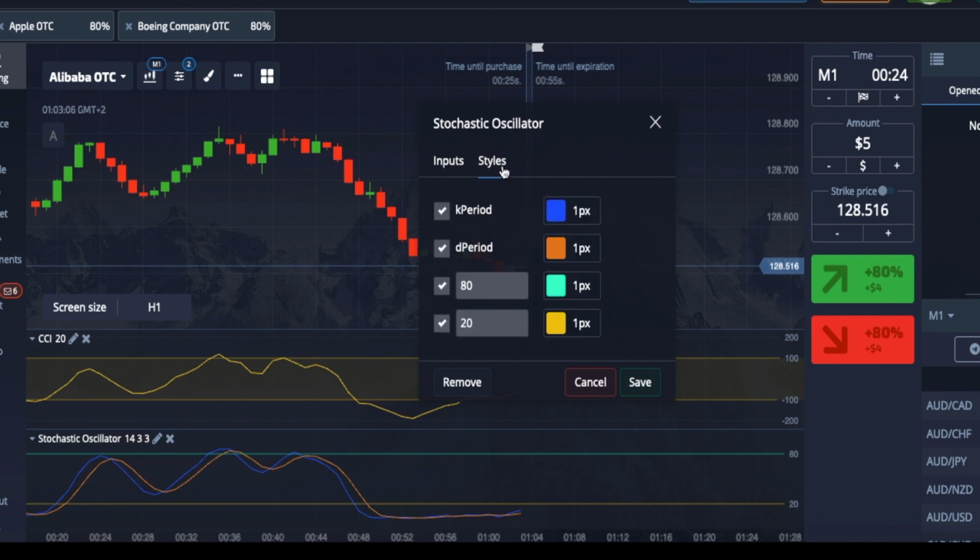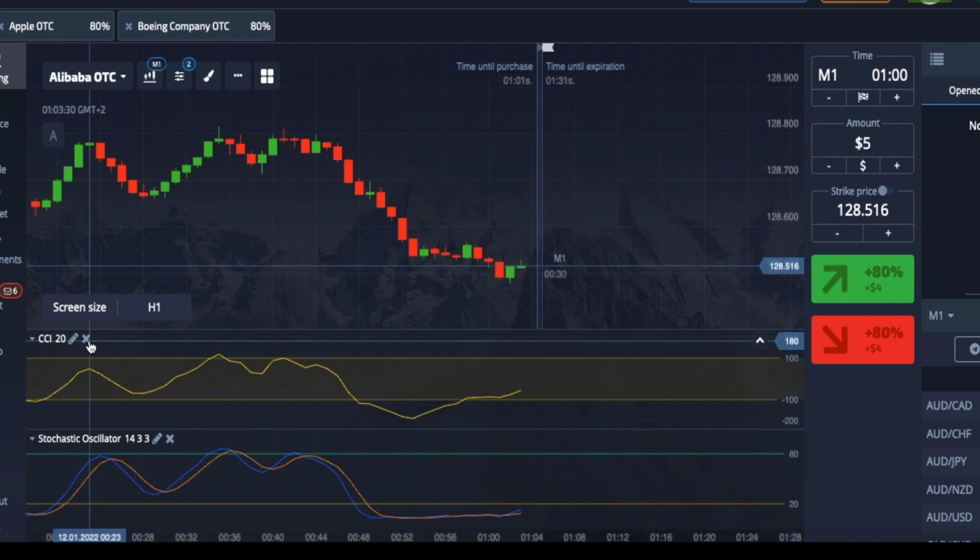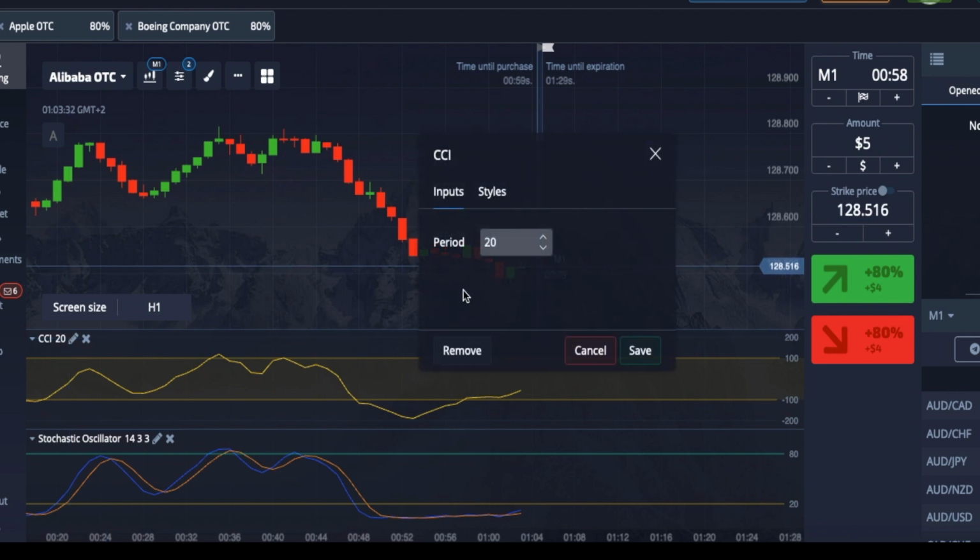Here are the settings for the stochastic. In the styles, remember your 80 and 20. When it's at 80, it's overbought and you're looking to take a sell. When it's under the 20, you're looking to take a buy. Especially pay attention to the signal line if it's pointing upwards, pushing through the line. Okay, so let's save that.